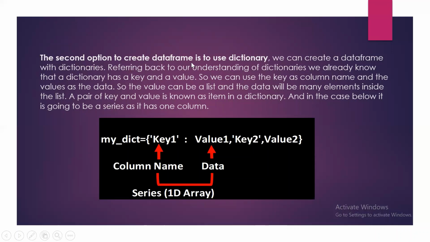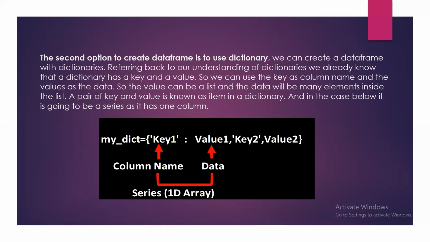The second option to create the data frame is to use the dictionaries method. We can create a data frame with dictionaries, referring back to our understanding of dictionaries, which we have already covered in previous videos. We already know that a dictionary has two values. One is a key, which is the feature, and the second is the value. So we can use keys as column names and the values as the data which should be contained in the respective columns.